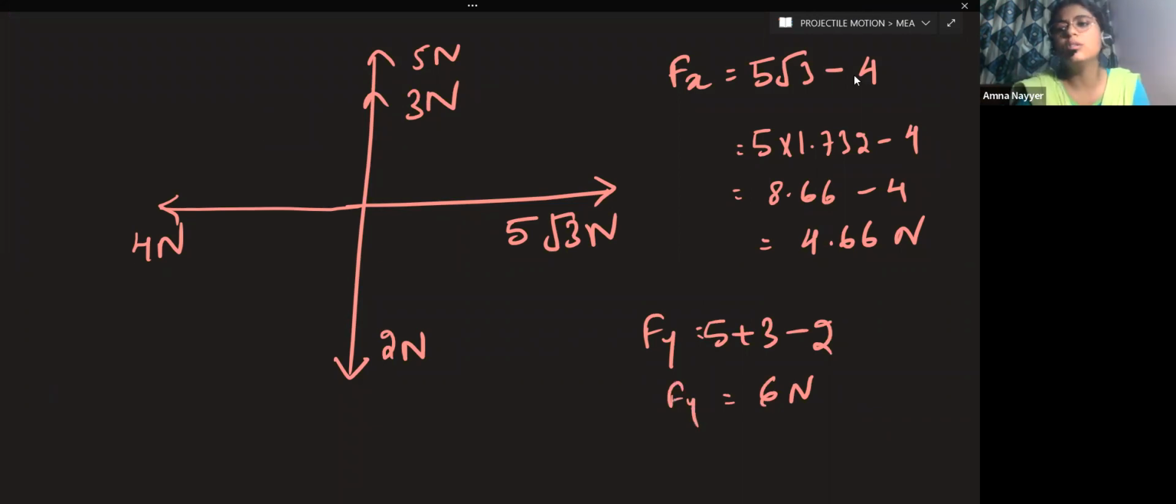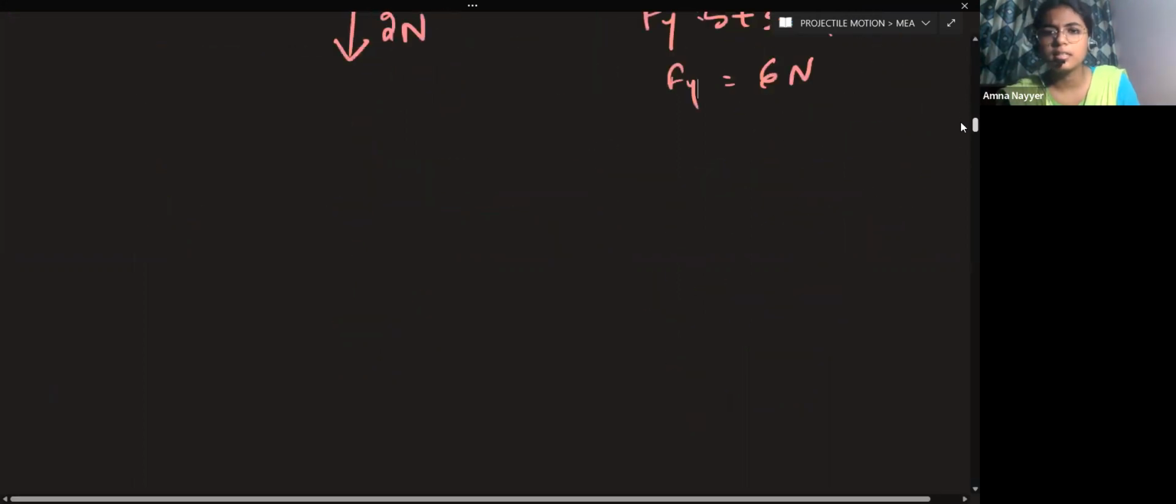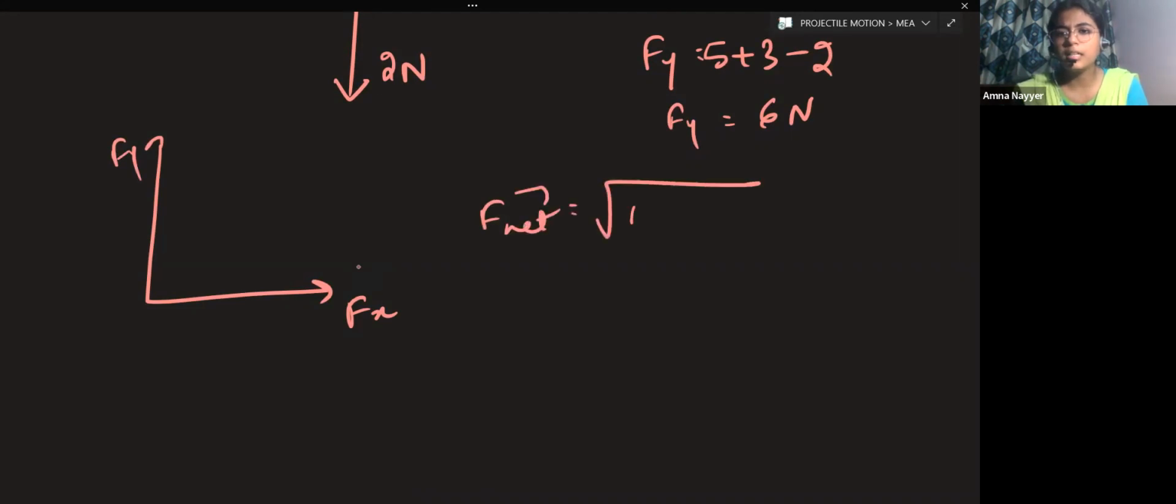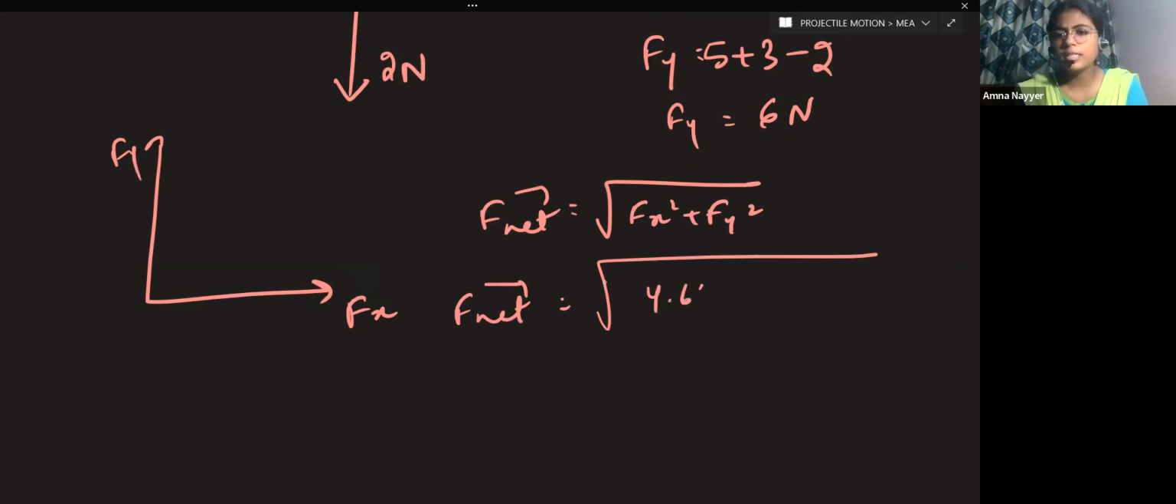Now, if you have the values of Fx and Fy, the resolution component part is over. What's left is whatever you've studied earlier. You have Fx force, you have Fy force. These are rectangular components, so they make an angle of 90 degrees. So net force will be under root Fx square plus Fy square. So F net will be under root 4.66 square plus 6 whole square. This is the value of force we're getting.